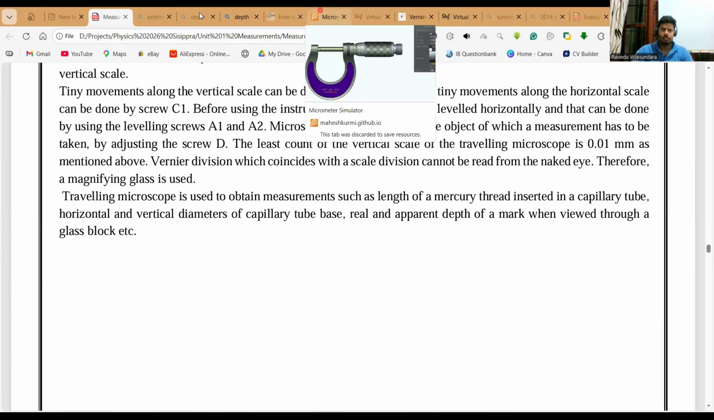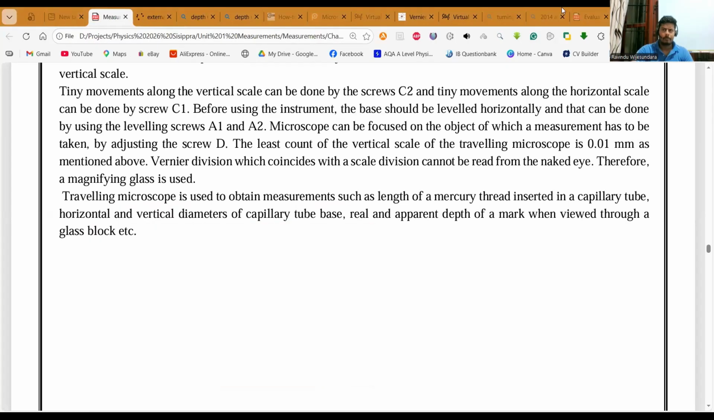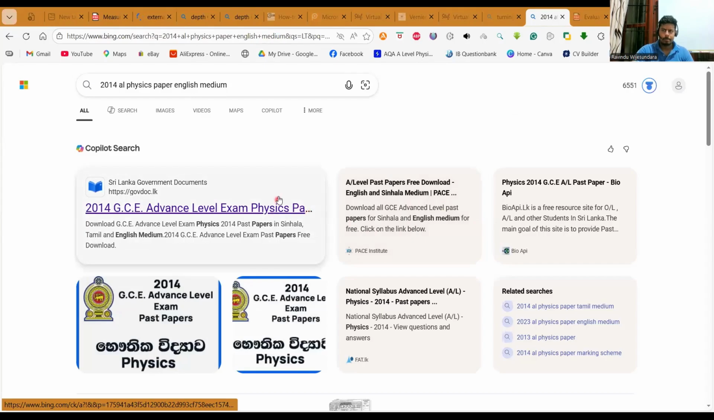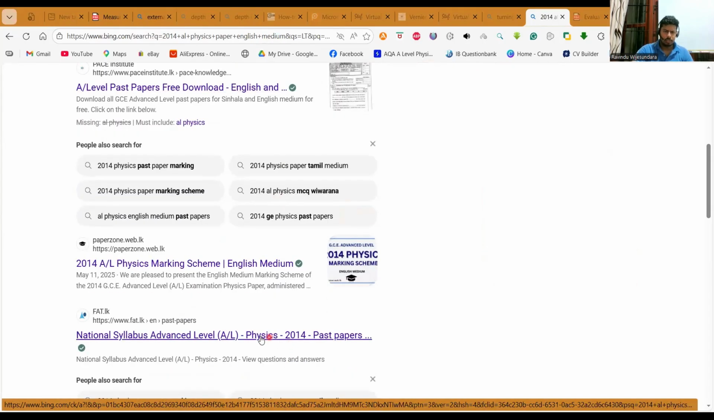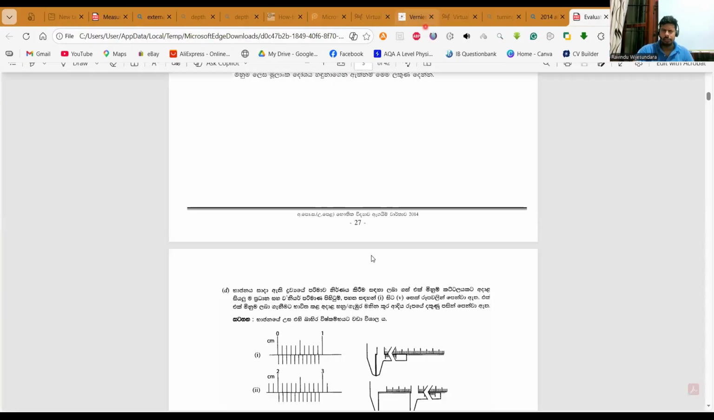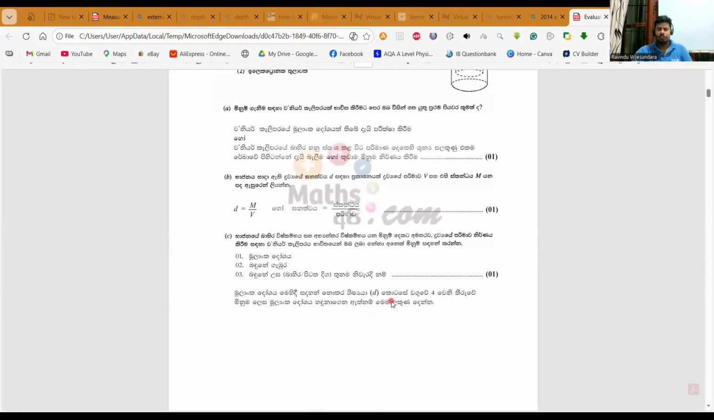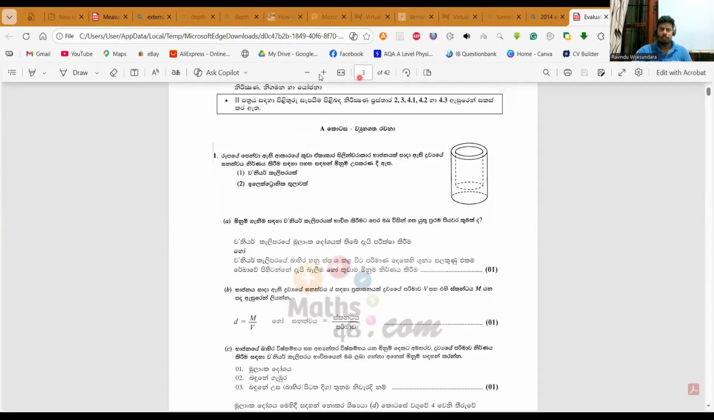Just let me check. I was not able to get the 2014 English medium one. I think it was not available there. So I have taken the Sinhala medium one, but don't worry about the language. Just see what are the things that they have asked.